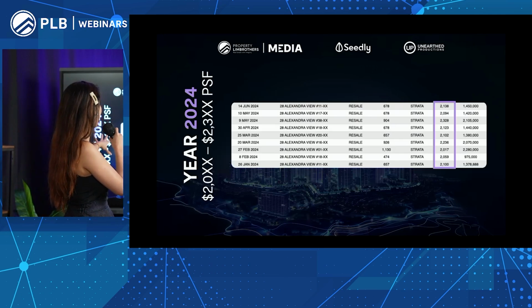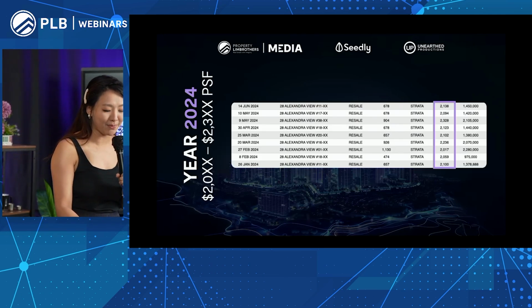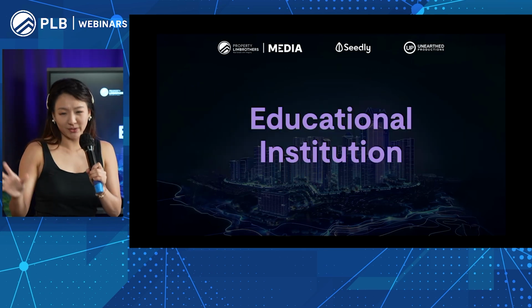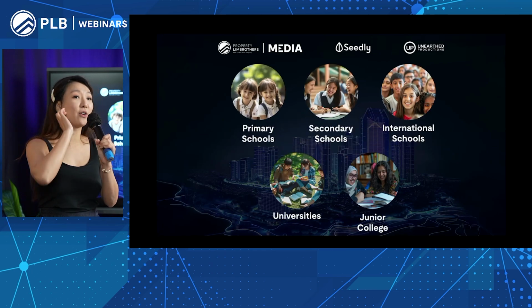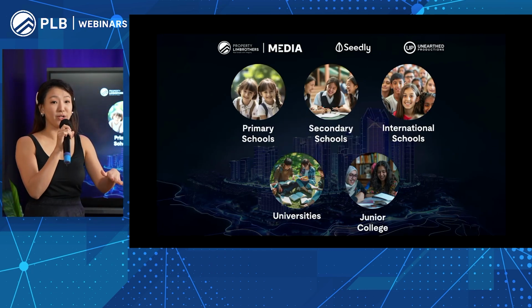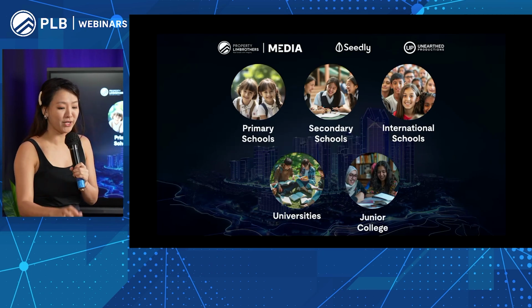The volume of transactions has shown that you now cannot find anything that is less than 2,000 PSF. So let's take a look at schools. In Singapore, everyone knows primary school, but what are the other kinds of educational institutions that you need to take note of if you are buying into a new launch? We have primary school, secondary, international, university, and junior college.